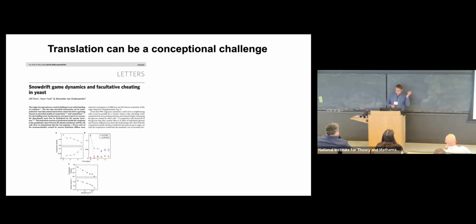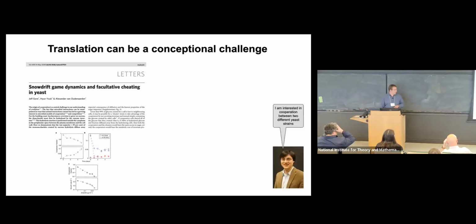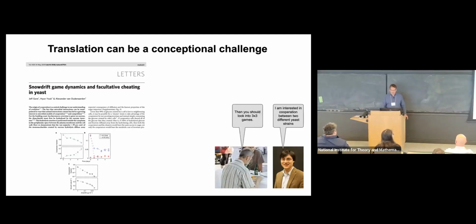For example, there's a paper here by Jeff Gore, looking at snowdrift game dynamics and cheating in yeast. He has a system in yeast where he wants to describe these interactions as a problem of cooperation. And if young Jeff Gore would say, I'm interested in cooperation between two different yeast strains, then Josef Hofbauer, and I got the only public picture I could find when I put together this talk, was this one.